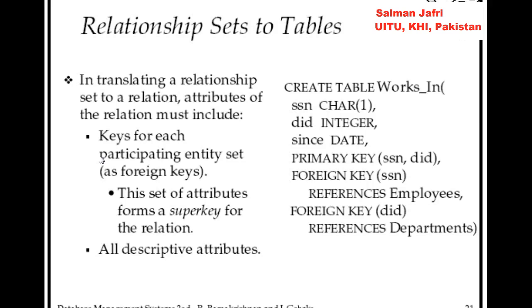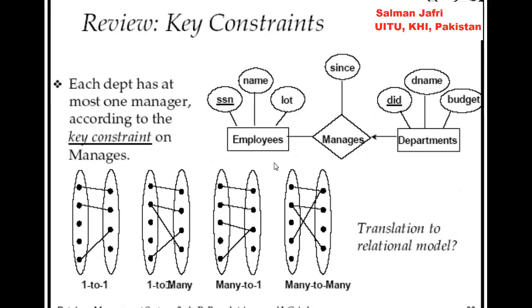So after having discussed relationship sets conversion to tables, we can look at the next topic, basically some review about the key constraints. Each department at most has one manager according to the key constraint on managers. This is one thing we discussed before. So every department is going to have one manager. So in the managers relation, the DID would be unique, because there would be one entry for one department ID.